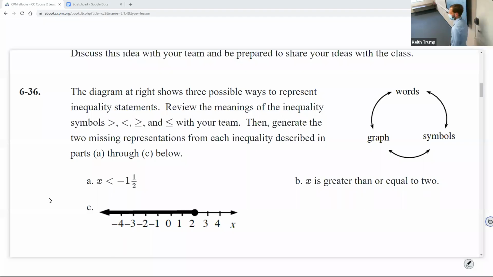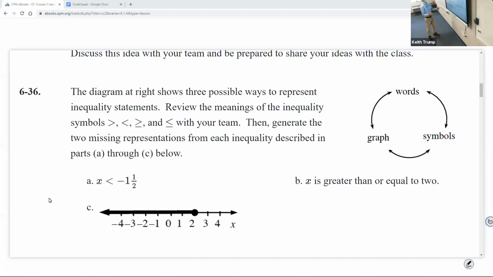In this video, we are going to learn how to graph an inequality, and we're not going to graph it on a coordinate plane. We're going to put it on a number line. Now, the way you put an inequality on a number line is actually pretty straightforward. Let's take a look at 6-36. This is lesson 6.1.4 in CC2.